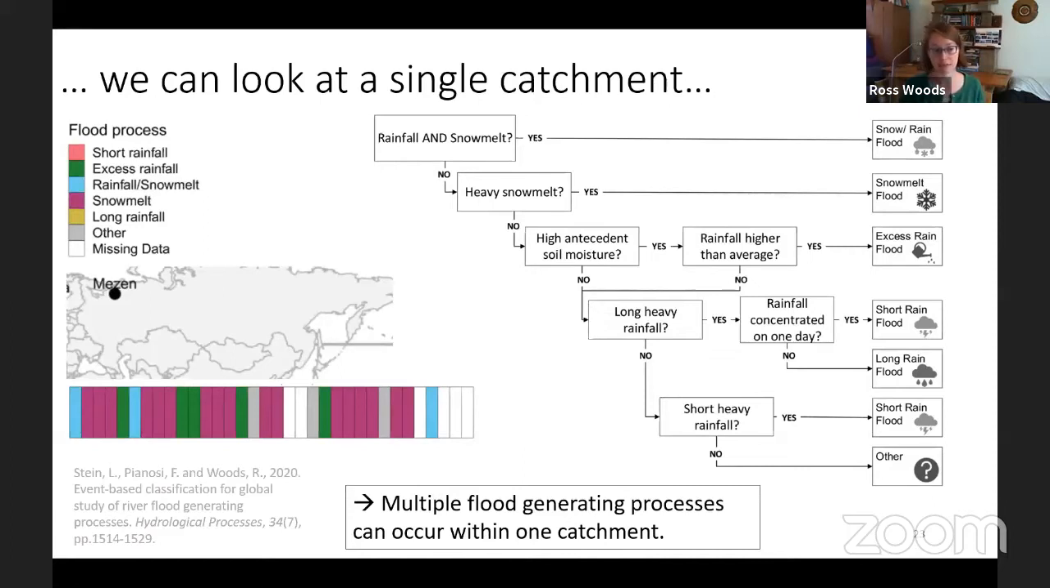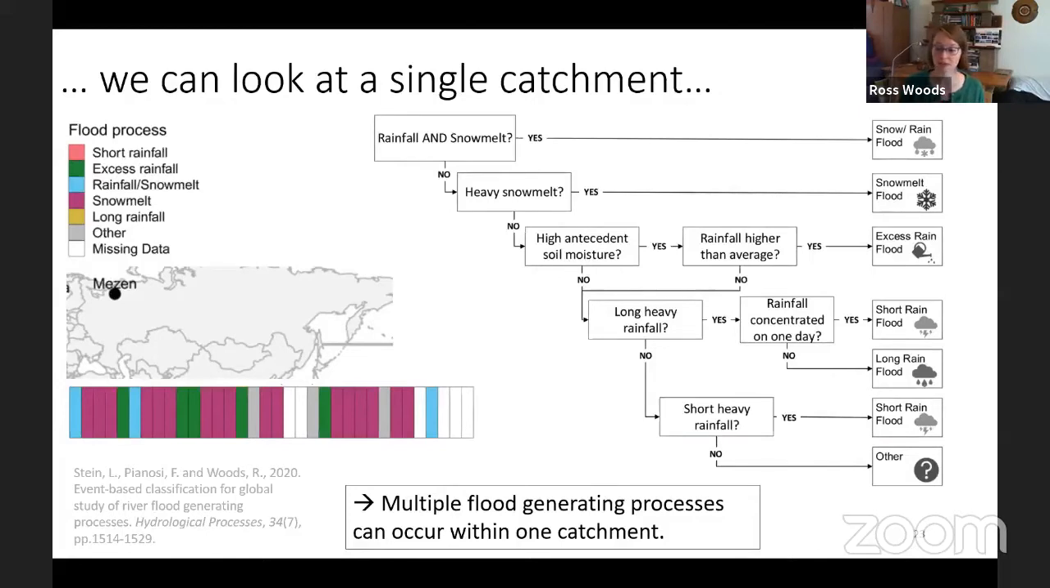So now that we have this classification tree, we can look at the single catchment and classify, for example, for the annual maximum flow event, the process. And as we can see here in this time series for the Meidzin River, which is in Russia, this one is quite snowmelt dominated. We can see quite a few snowmelt events, which are in purple here, interrupted by a few combinations of rain and snow, and a few excess rainfall events, so rain falling on saturated soils.